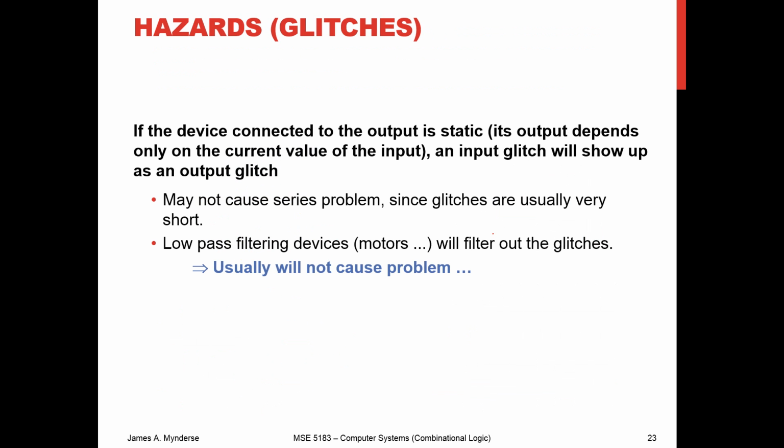So what we want to do is look at how this affects our system. If we're just dealing with a static mapping, which is to say that the output depends only on the current value of the input, then an input glitch shows up as an output glitch. And if we're running this through, say, a motor, like a low-pass filter, it's going to filter it out and it doesn't usually cause a problem.